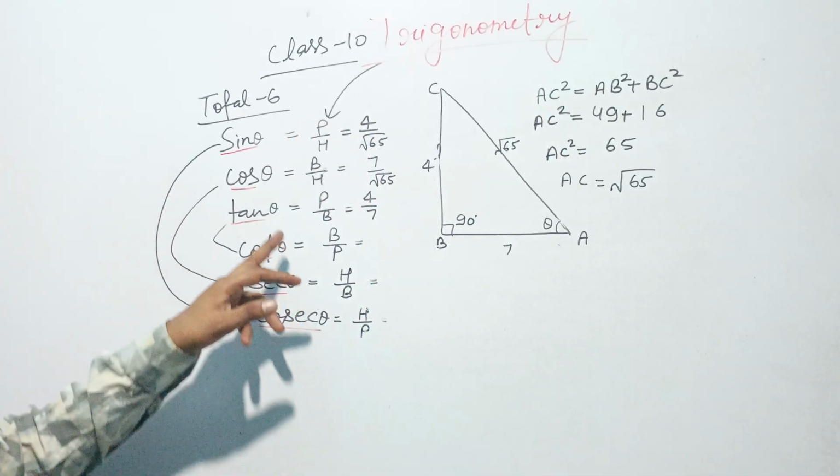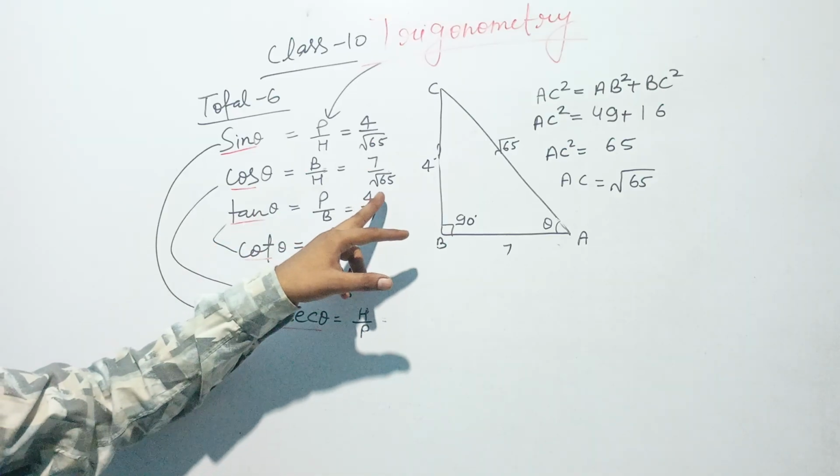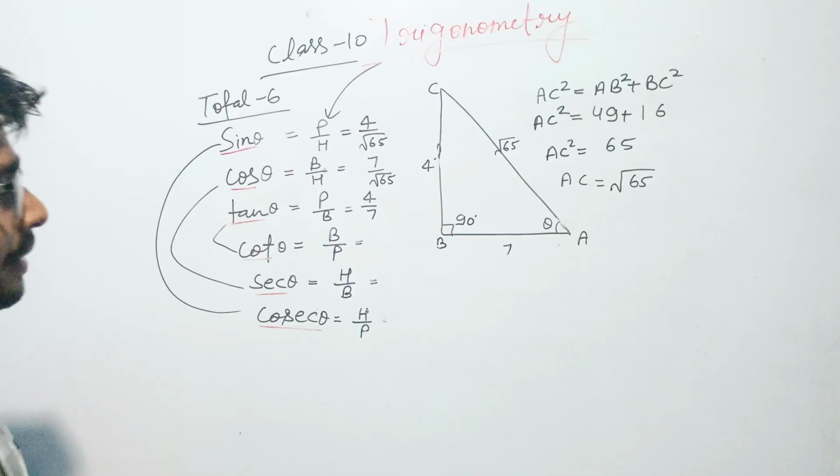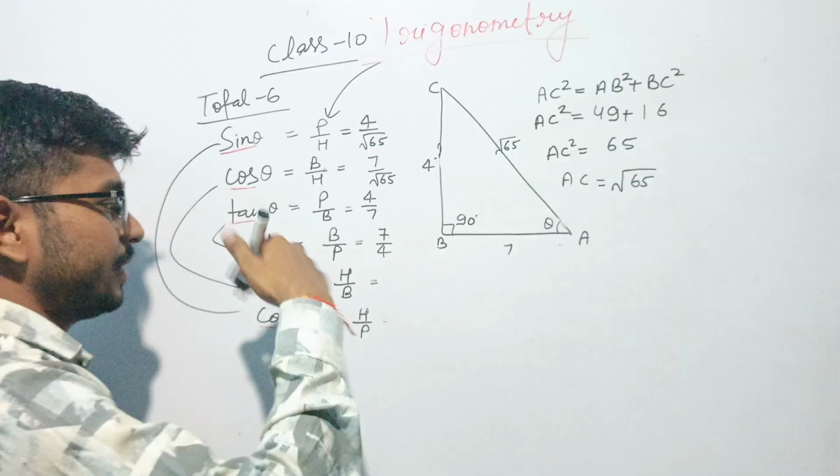Okay, cot theta. Cot theta is just the reciprocal of tan theta. So tan is given 4/7, so we can write 7/4. I told you, this is the reciprocal.